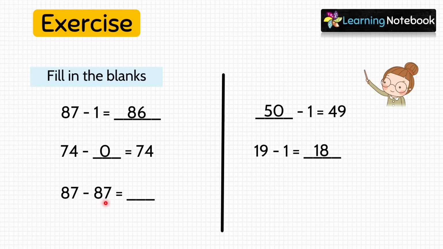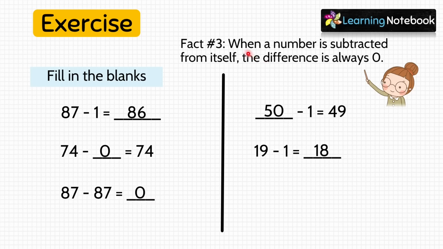Next, 87 minus 87 equals dash. Here the answer is 0. Because we learned in subtraction fact number 3, when a number is subtracted from itself, the difference is always 0.